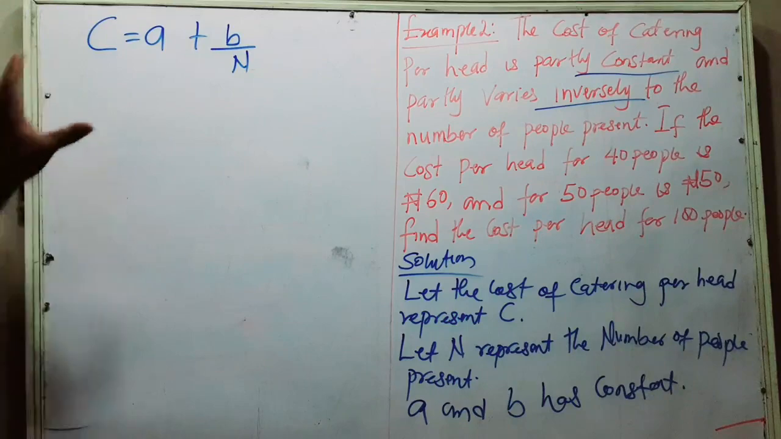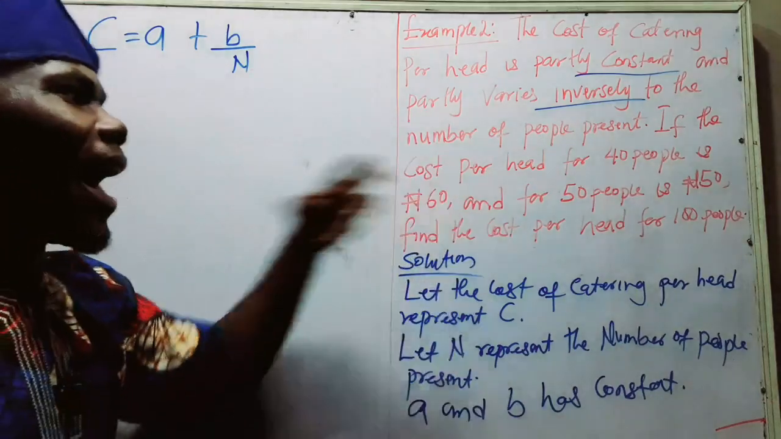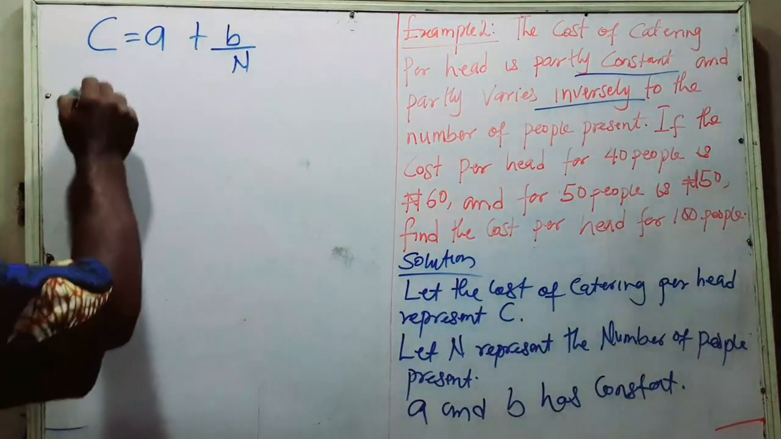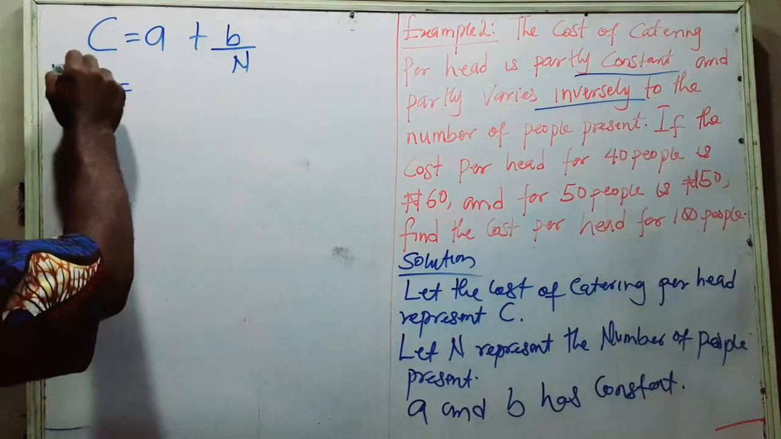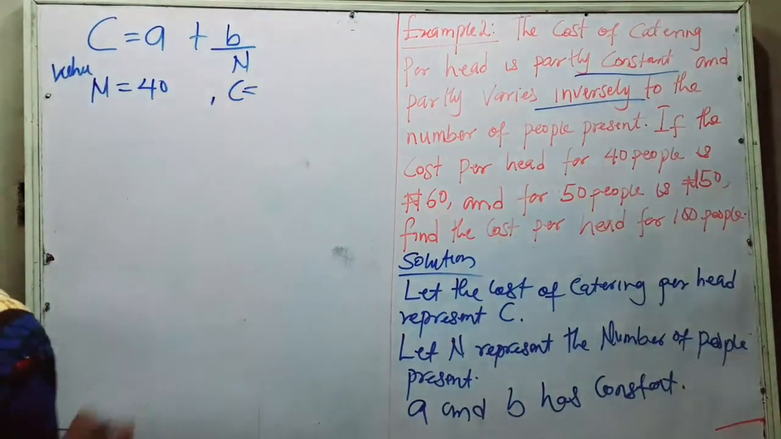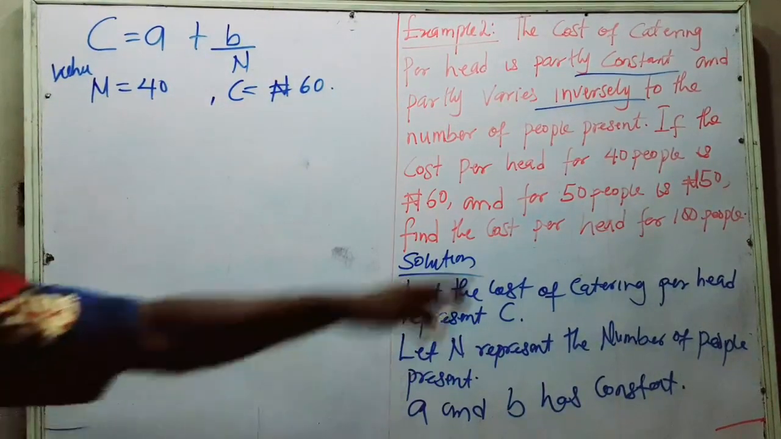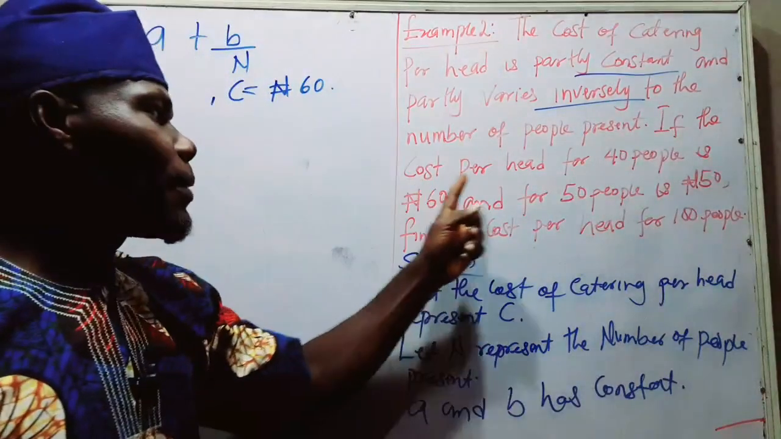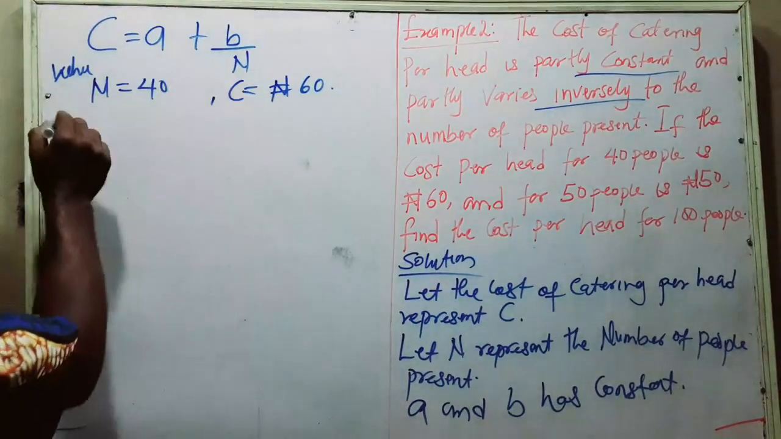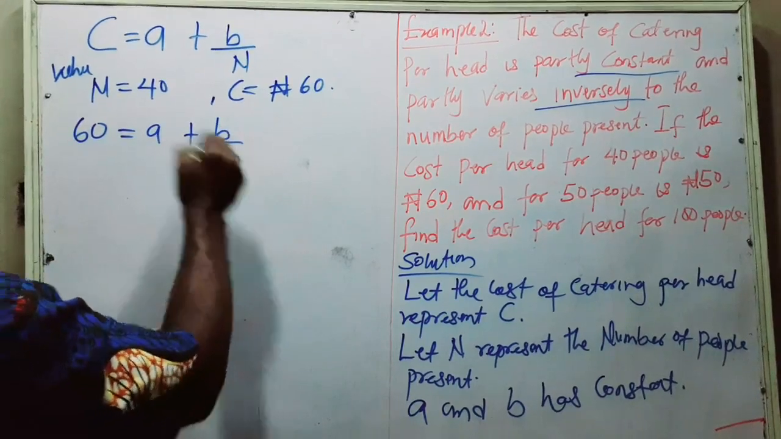So now let's put in the values one by one to get the accurate answer. He said the cost per head for 40 people is 60 naira. So when n is 40 people, the cost is 60 naira. So let's put it: we have 60 is equal to A plus B over 40.